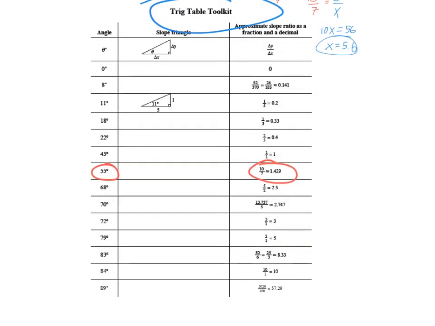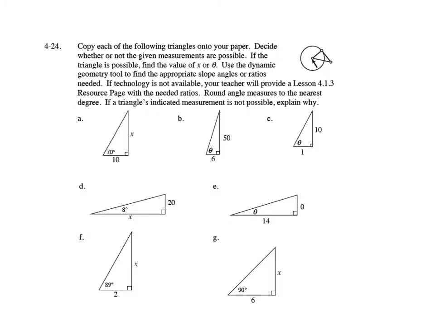And so what we are just noticing right now at this point is that we can use all of these different angles and their complements to be able to solve for different side lengths within right triangles if we know a specific angle. So moving on to problem number 24 then, it says copy each of the following triangles on your paper, decide whether or not the measurements are possible.